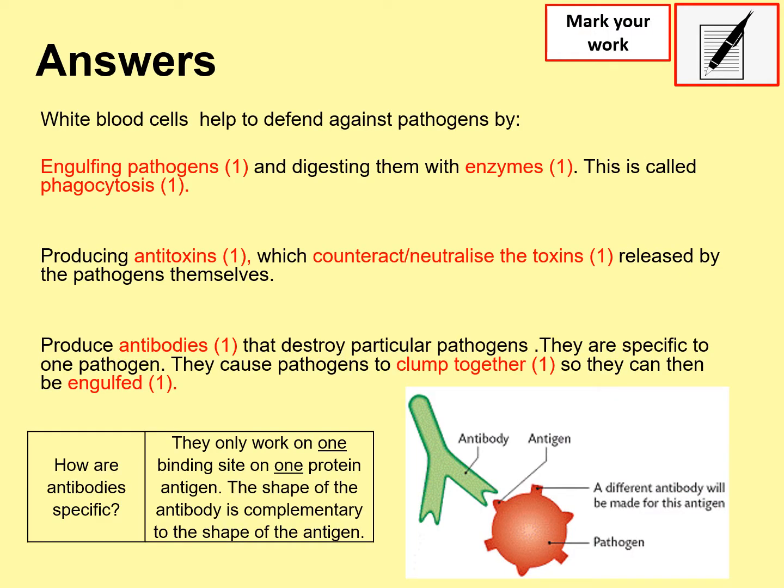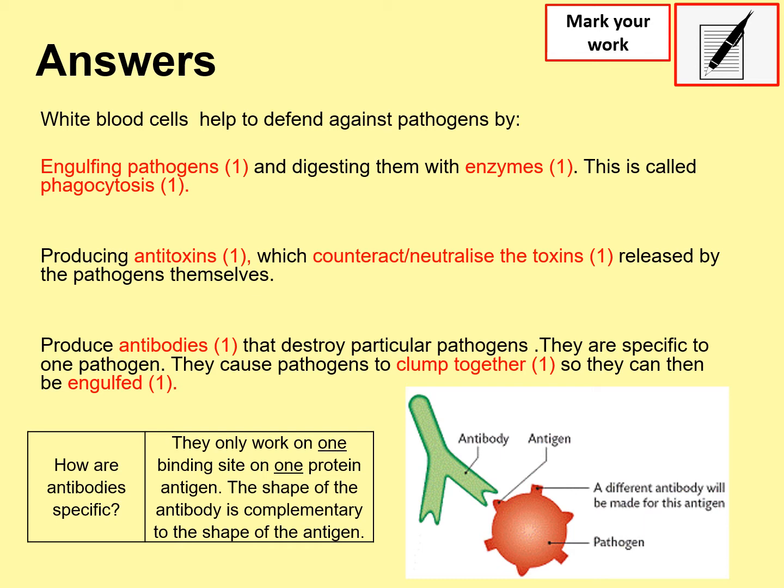So the answers that you should have are: white blood cells help to defend against pathogens by, firstly, some white blood cells engulf pathogens and they digest them with enzymes, and this is called phagocytosis. The second one is some white blood cells produce antitoxins which counteract or neutralize the toxins that are released by the pathogens themselves, particularly bacteria. And some of them produce antibodies that can destroy a particular pathogen, and they are specific to one pathogen. So they'll cause the pathogens to clump together so that they can be engulfed.